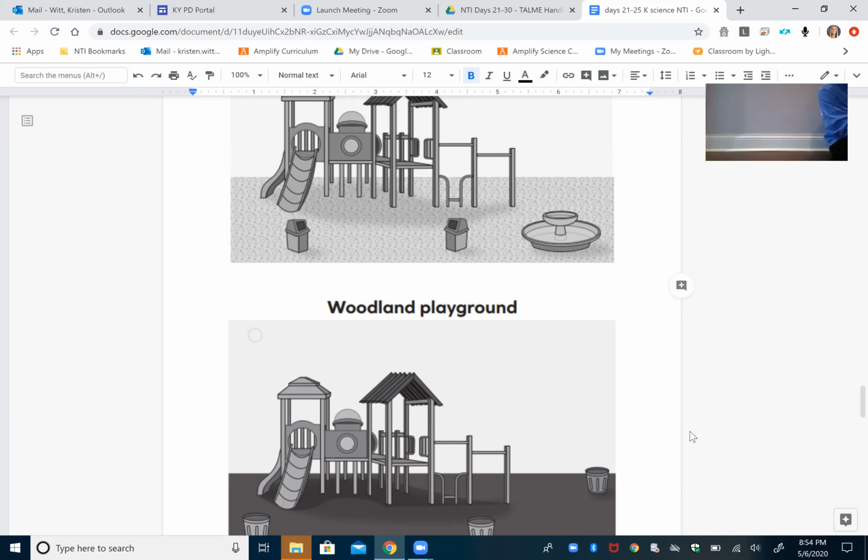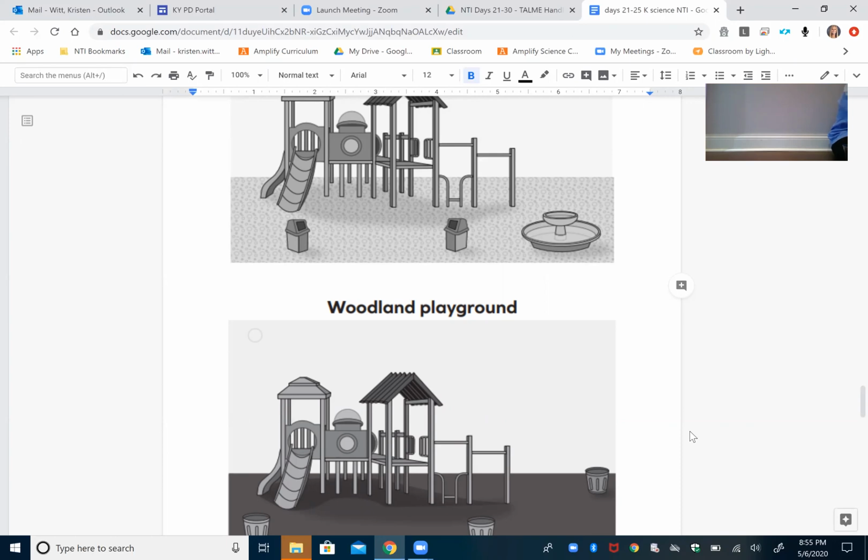So yesterday you looked at the differences between these two playgrounds, and you should have seen that Carver has lids on the trash cans and Woodland does not. So I have 2 cups set up that represent that. You also should have noticed that one of them has a water fountain and the other does not. So I have that set up as well.